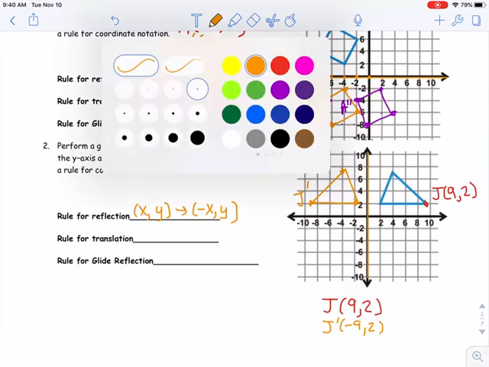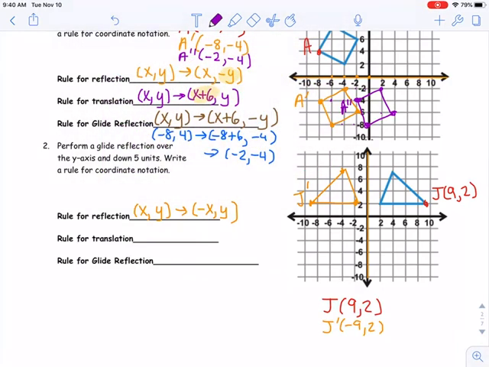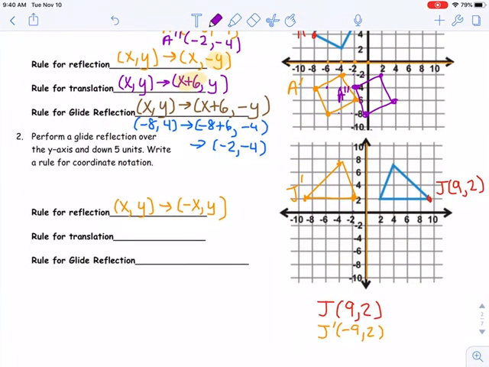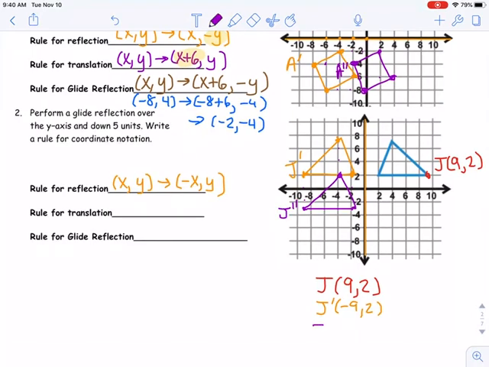All right, and now we're going to go 5 units down. Neat. All right, remember it counts by 2, so 1, 3, 5. Off the grid a little bit, but that's okay. And then J double prime, where's J double prime at? Well, it's at -9, -3.